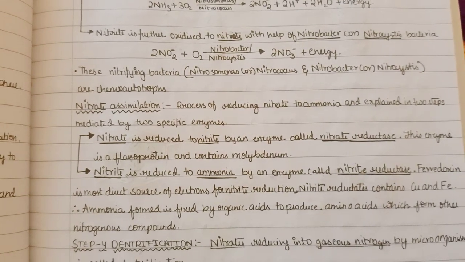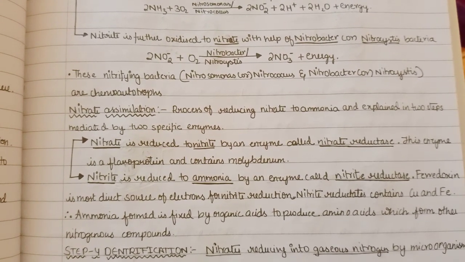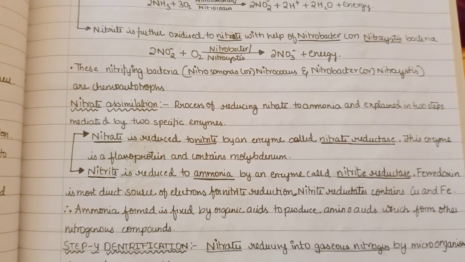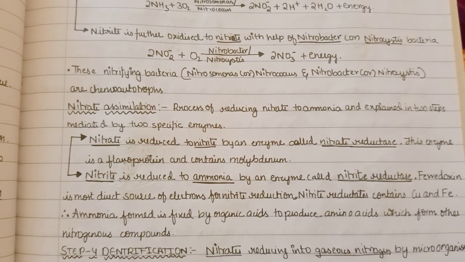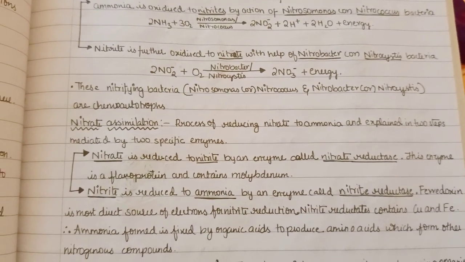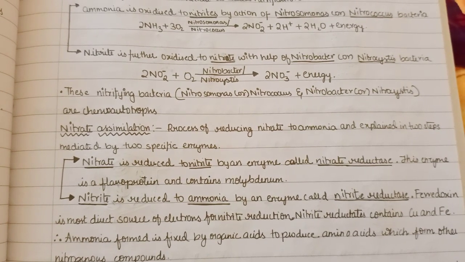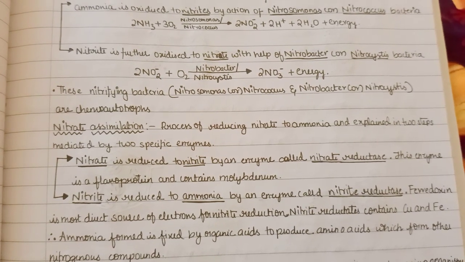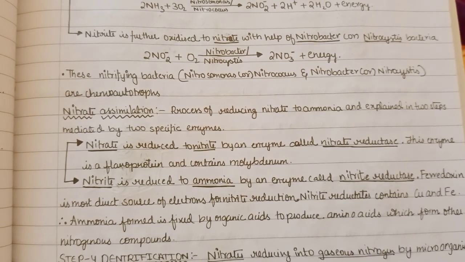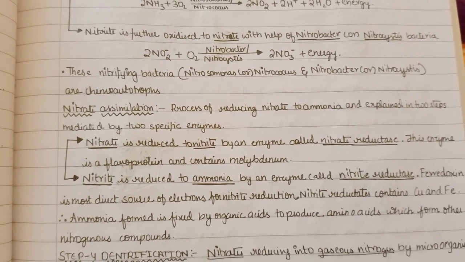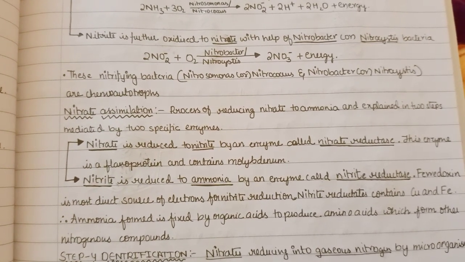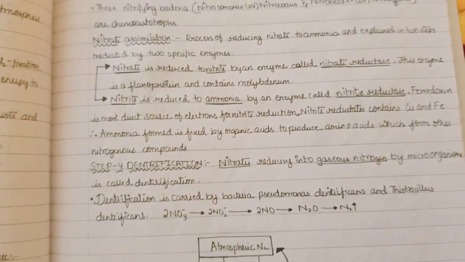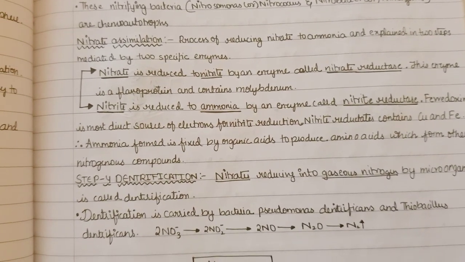Now nitrate assimilation. It is the process of reducing nitrate to ammonia, expanded into two steps mediated by two specific enzymes. First, nitrate is reduced to nitrite by the enzyme nitrate reductase. This enzyme is a flavoprotein and contains molybdenum. Then nitrite is reduced to ammonia by the enzyme nitrite reductase, where ferredoxin is the most direct source of electrons. Nitrite reductase contains Cu and Fe. The ammonia formed is fixed by organic acids to produce amino acids, which form other nitrogenous compounds.